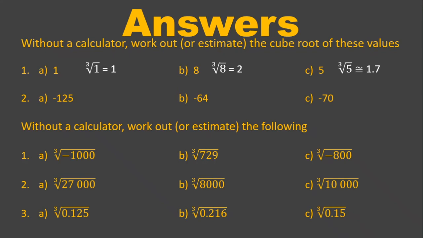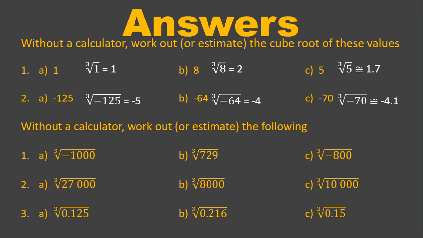For question 2, all of these values are negative values, and we know that if the value we are cube rooting is a negative value, then the cube root answer will also be negative. Note, negative 70 was not a perfectly cubed number, but it is in between negative 64 and negative 125, but quite a bit closer to negative 64. So our answer is closer to the cube root of negative 64.